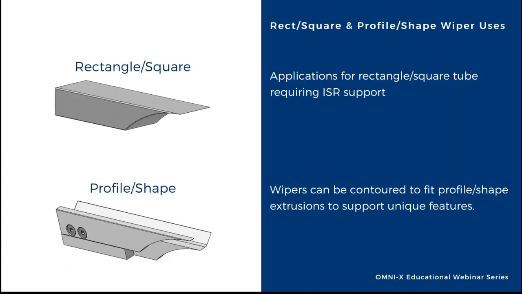Rectangle or square and profile or shape wiper dies are used for applications for rectangle or square tubing requiring inside radius support and for profiles or shaped extrusions that require support of unique features.